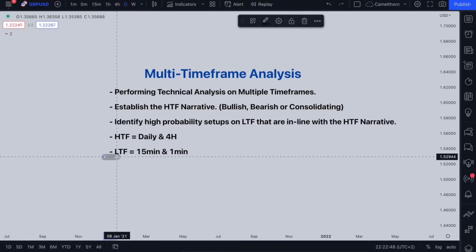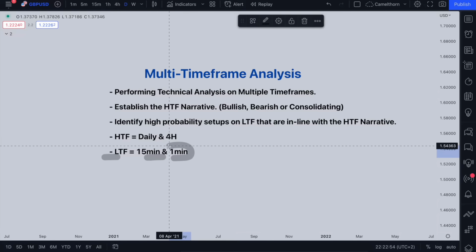And then my lower time frames is the 15 minute. The 15 minute is where I execute most of my trades. And then my 1 minute is just going to be a time frame that I like going to just to refine whatever I'm seeing on the 15 minute.